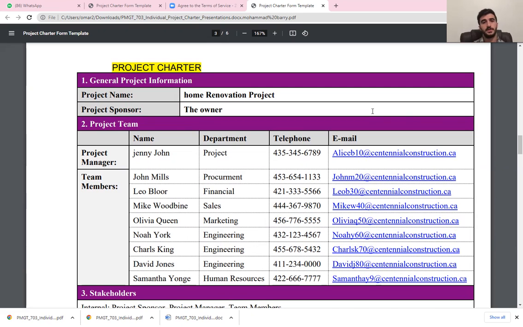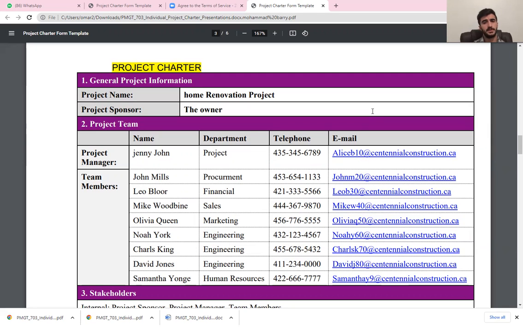First of all, as we can see, the project charter names the project, which is the home renovation project, and the sponsor. The sponsor is the person who is responsible for the funding and the person who is going to ask for the requirements and the deliverables of the project, which is the homeowner in our project.